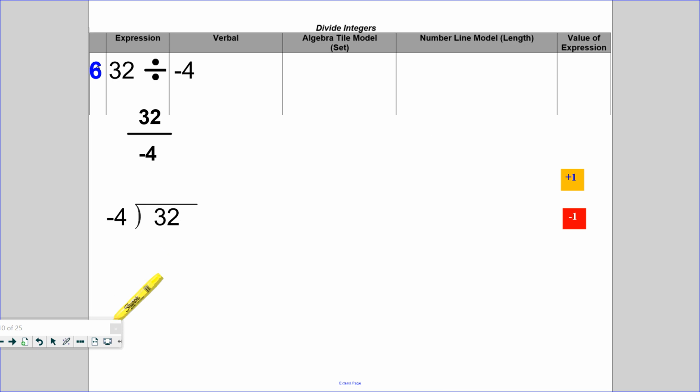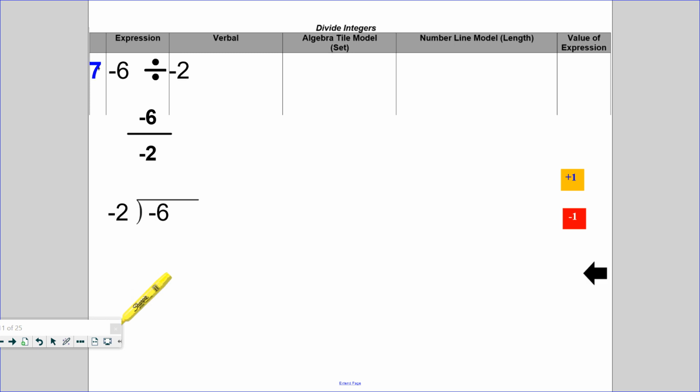Next one, number 6. You have 32 positive. All right, let's see if we could do this without pictures. I have 32. I want to divide it into 4 groups. So it'll be 8. Opposite, negative 8. So again, I start with 32 positive, dividing into 4 groups. That's 8. Opposite, negative 8. 32 divided by 4 is 8. Opposite, negative 8.